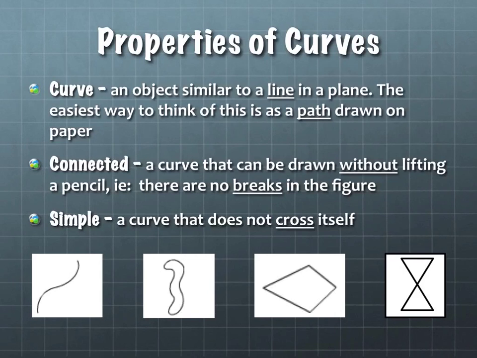Okay, the first one, is it connected? Connected means that there's no breaks in it. Yes, this one's connected, no problem on that. Is it simple? Simple means it doesn't cross over itself. Yes, it is simple. Is it closed? No, because it does not have the same starting and ending location. So this one is connected, simple, and not closed.